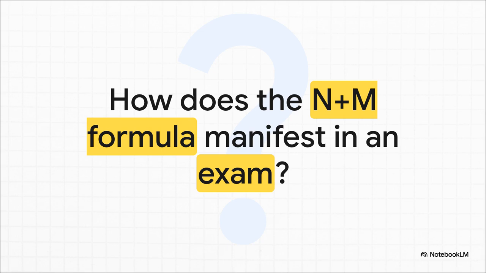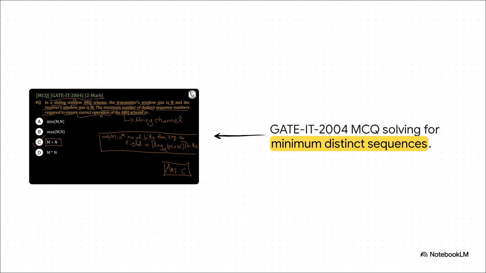So you know the formula in theory, right? But how exactly does this N plus M logic actually show up when you're sitting in a high-stakes exam environment? Well, let's test this concept right now and see exactly how examiners are going to try to trick you. Let's tackle this 2-mark question from the GATE IT 2004 exam. It's asking, in a sliding window ARQ scheme with a transmitter window of N and a receiver window of M, what's the minimum number of distinct sequence numbers required for it to operate correctly?